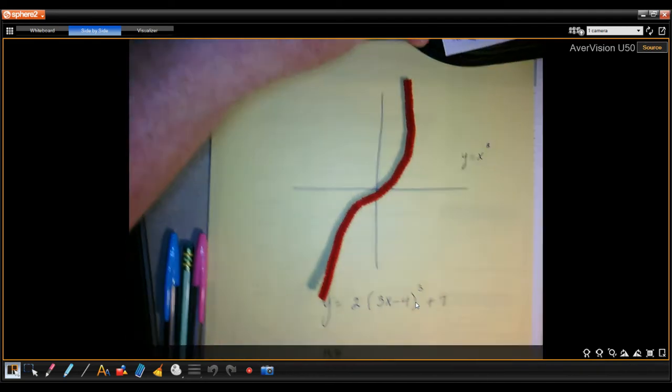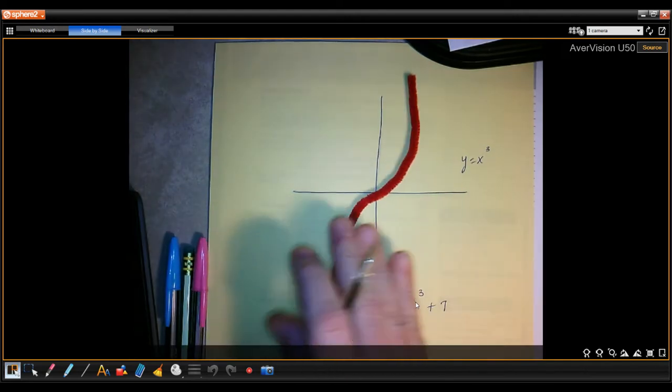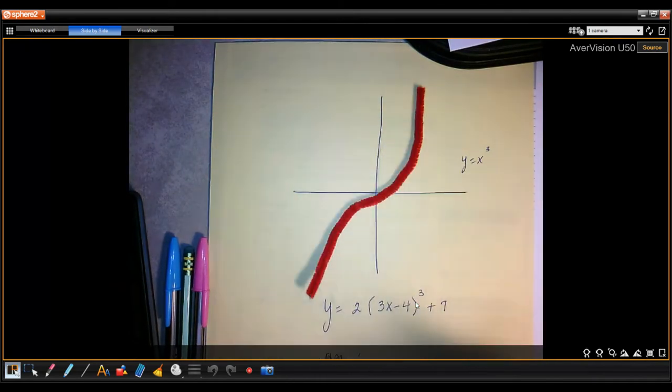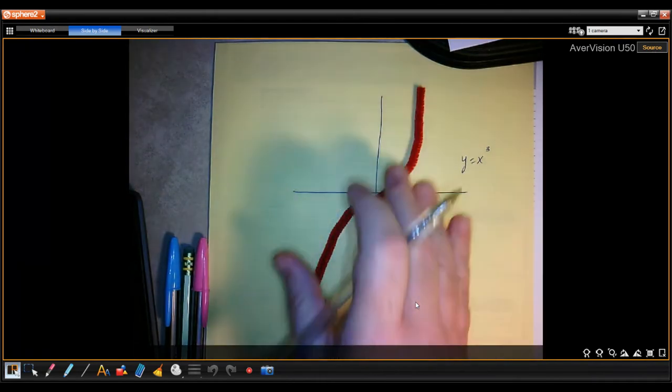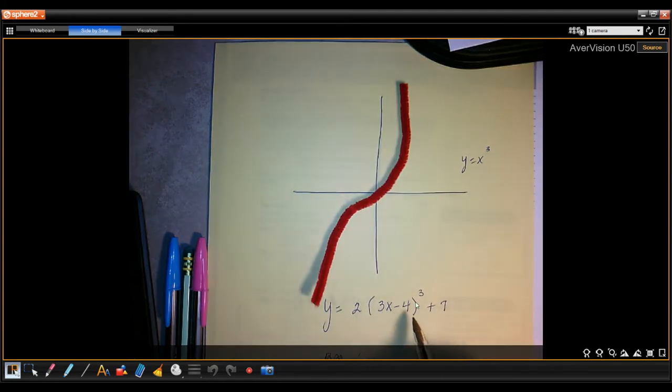Here's an equation. Based on some of the questions I was getting, I want to make sure you guys are doing it the same way before you submit it and turn it in. So there's transformations taking place here. This is up 7 because it's outside of the cube. This right here is left or right, remember? So you would say 3x minus 4 equals 0, so it's x equals 4/3, so it's going right 4/3. Then there's no negative here, and there's no negative right there, so there's no reflection.